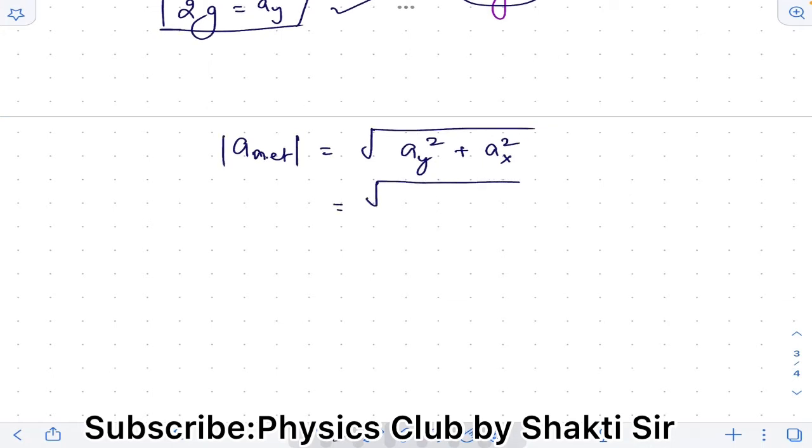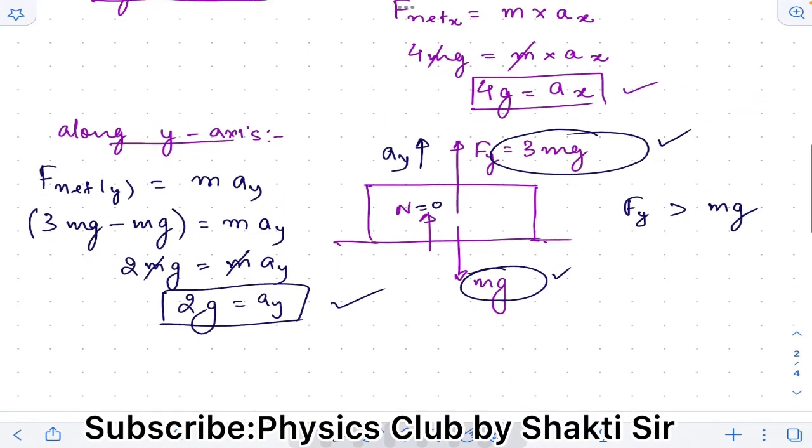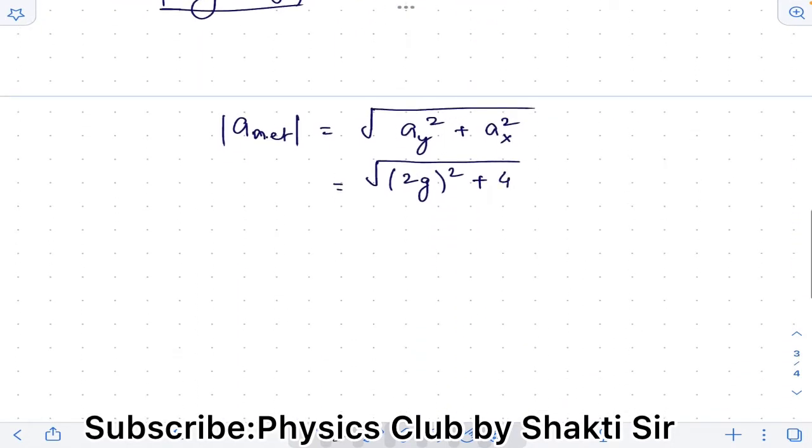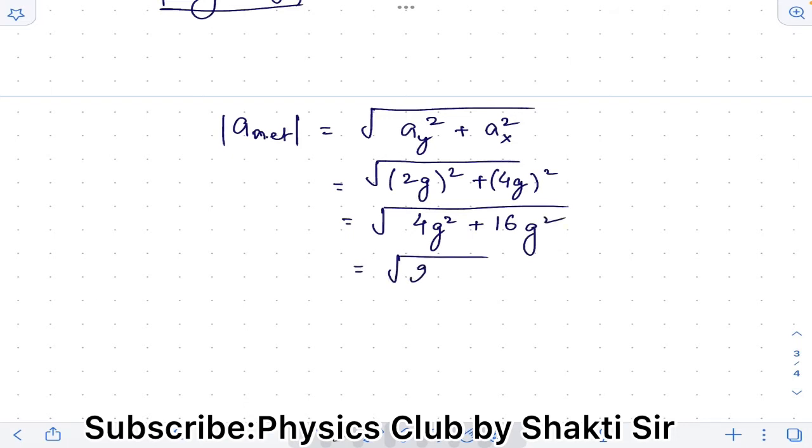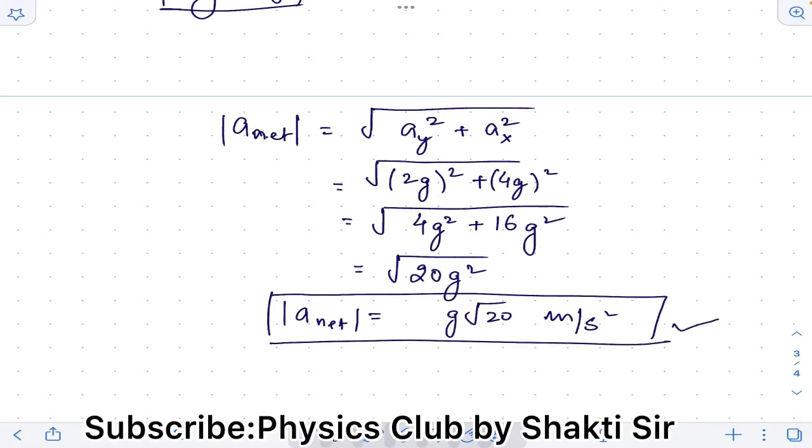So let's solve this. It becomes (2g) squared plus, and the acceleration along the x-axis is equal to 4g, squared. So it comes out to be 4g² plus 16g². So it's 20g², or we can say g√20 meter per second squared. This is the magnitude of the net acceleration of the block. In this way we can solve this numerical. So this is our required answer. Let's move to the next numerical problem.